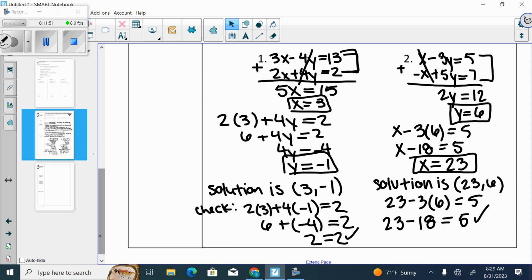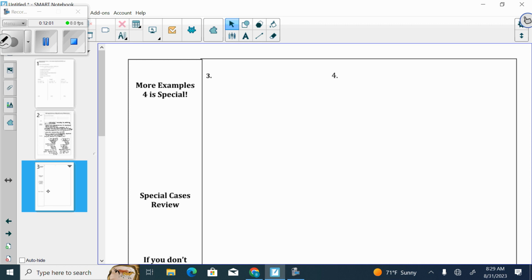Okay, let's flip it over onto that last page there. Okay, number 3, our first equation is going to be y equals negative 3x plus 8. And then our second equation is going to be y equals 3x minus 4.